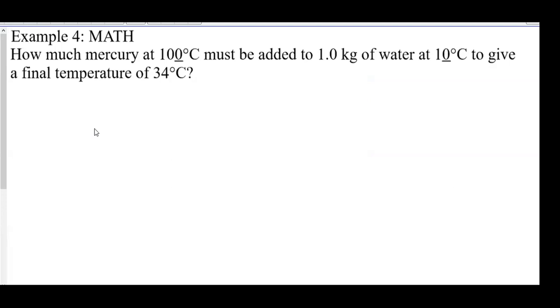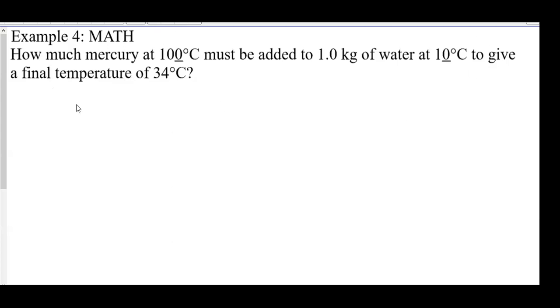So here's a little scenario that I'm going to walk you through. How much mercury at 100 degrees Celsius must be added to 1 kilogram of water at 10 degrees Celsius to give a final temperature of 34 degrees Celsius? I don't imagine you have a handful of mercury at 100 degrees at your disposal to do this practically, but it's just a scenario very similar to the hot chocolate and the milk. So when we have a question like this, there's multiple parts to it.